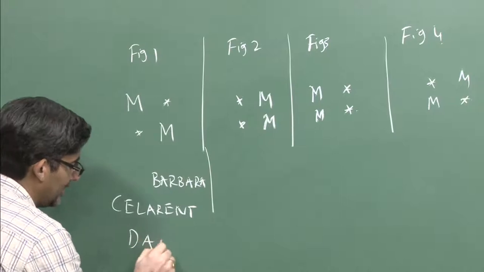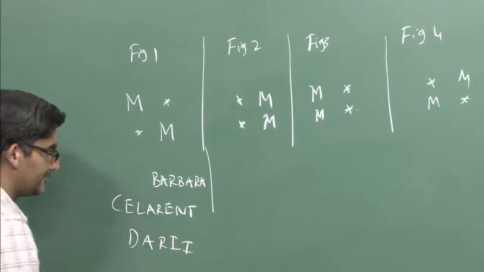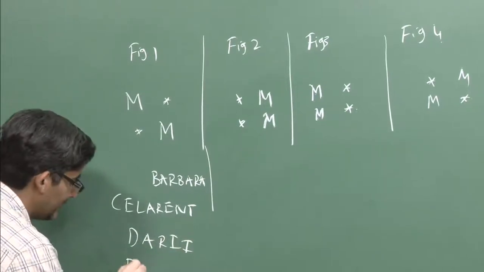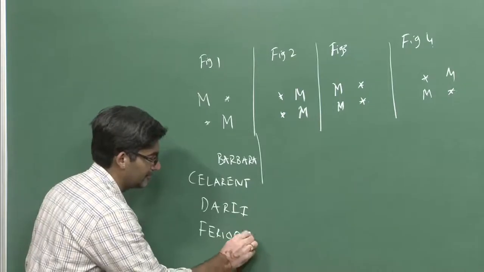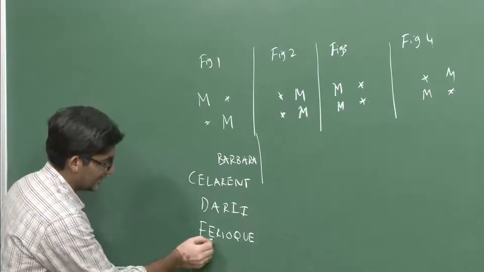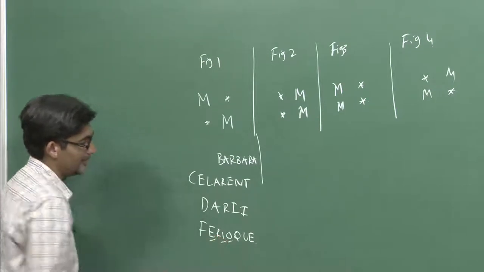Darii, and then Ferio, so that is the EIO proposition.